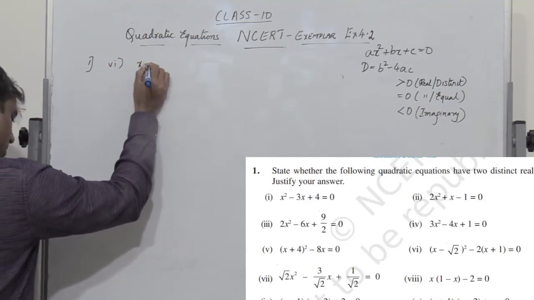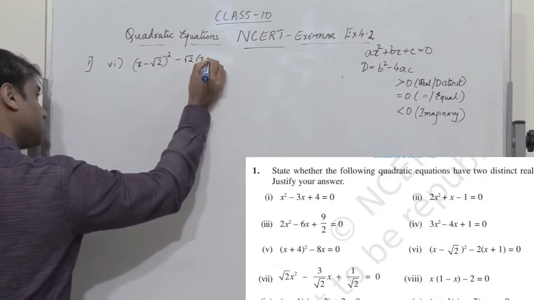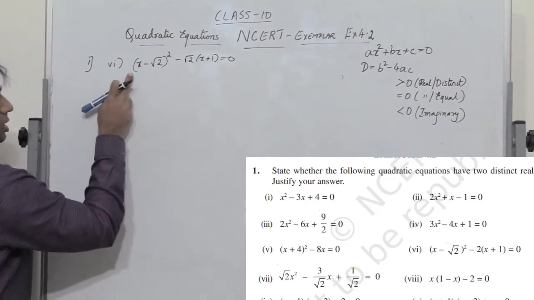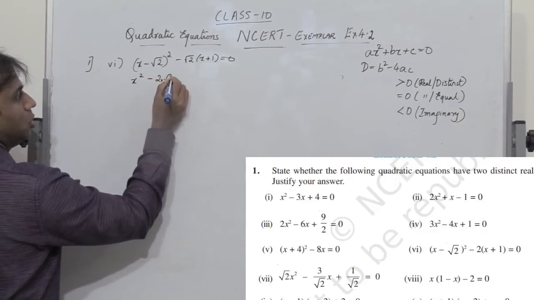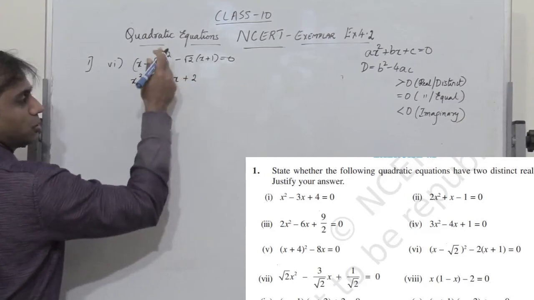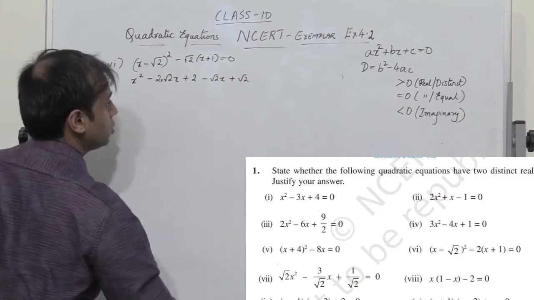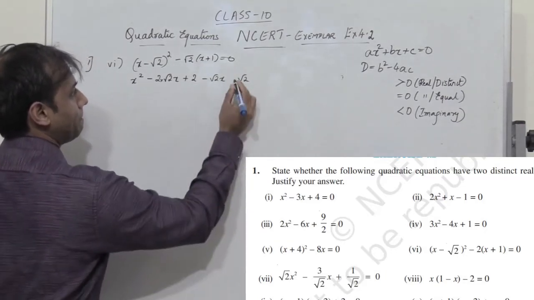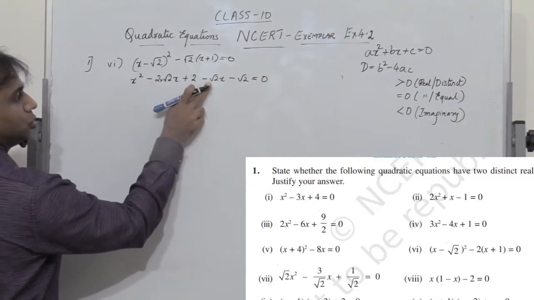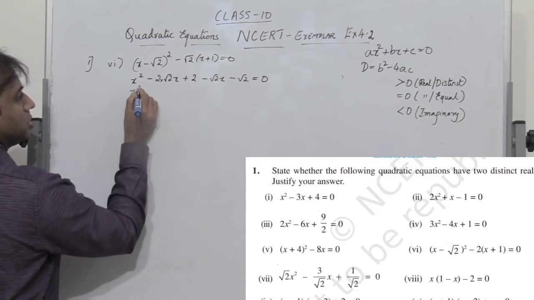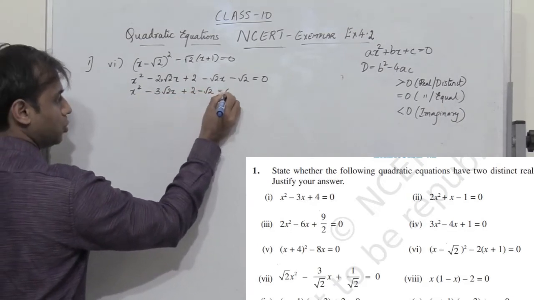Sixth one, x minus root 2 the whole square minus root 2 into x plus 1 equal to 0. So here I need to use a minus b whole square. So you have x square minus 2 into root 2x plus 2, root 2 square is 2, minus root 2x plus root 2 into minus 1. So this is minus root 2 equal to 0. Right? So here you have 2 root 2 and then minus root 2x. So it's x square minus 3 root 2x plus 2 minus root 2 equals 0.